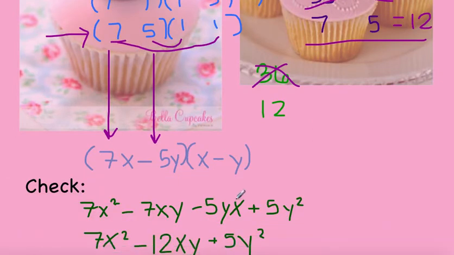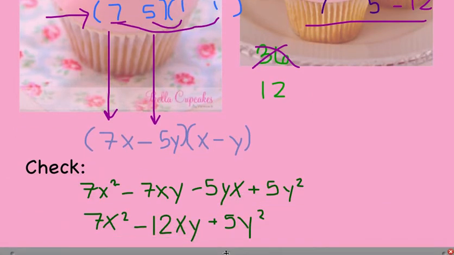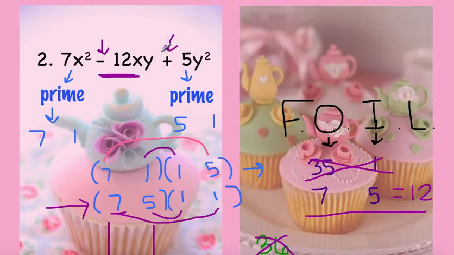And then, like I suggested, always go back and check using the FOIL method, and we'll get 7x squared minus 7xy minus 5xy, or yx, and then plus 5y squared. When we combine our like terms, just these two right here, we get the negative 12xy, which was our original problem, so we're in the clear.